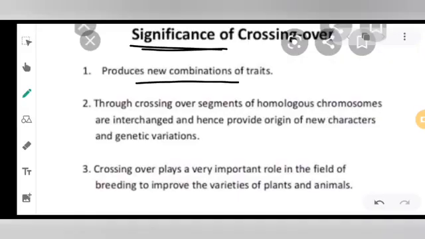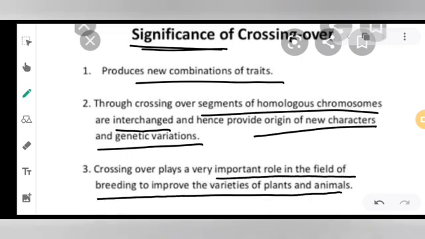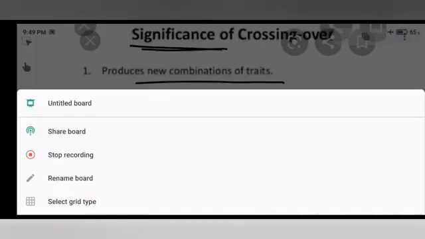Now we will see the importance of crossing over. First of all, new combinations are being produced. Next, due to crossing over, segments of the homologous chromosomes are interchanged and provide the origin of new characters and genetic variations. Number 3, it plays a very important role in the field of breeding to improve the quality of plants and animals. So this is about the significance of crossing over.